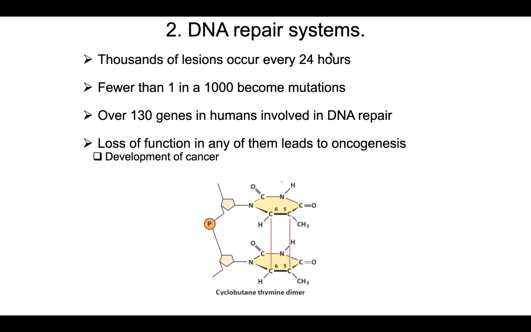In addition, there are a ton of repair systems within our cells. There's all sorts of genes. About 130 genes in humans have evolved that are involved in DNA repair. Okay, and here the loss of the function of any of these DNA repair genes is going to lead to the development of cancer. Why is that? Why would a mutation or a defect in your DNA repair system lead to cancer? Well, if you can't repair your DNA, you're going to get a ton more mutations, and now the chances of one of those mutations hitting a cancer gene goes up. So it's just a numbers game.